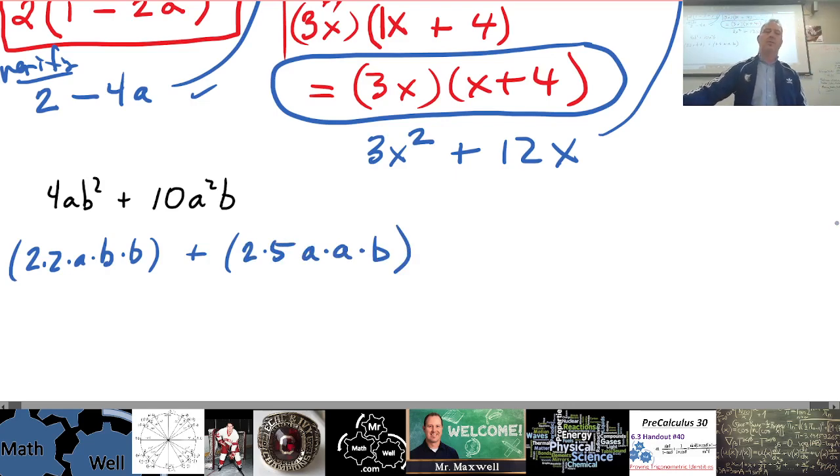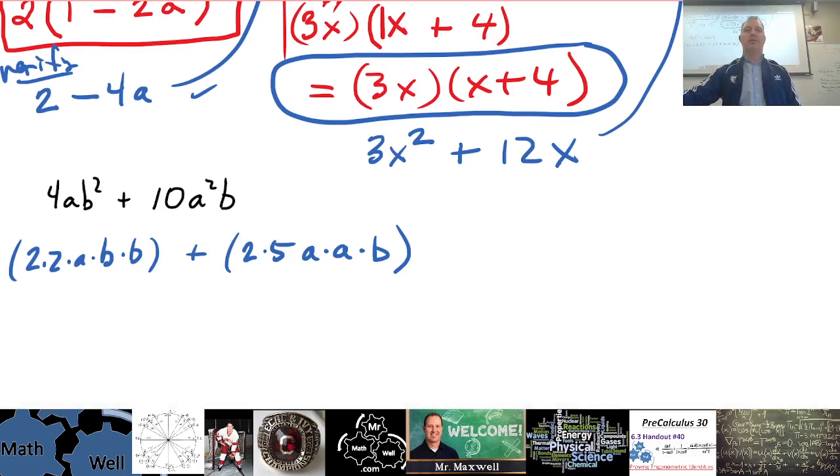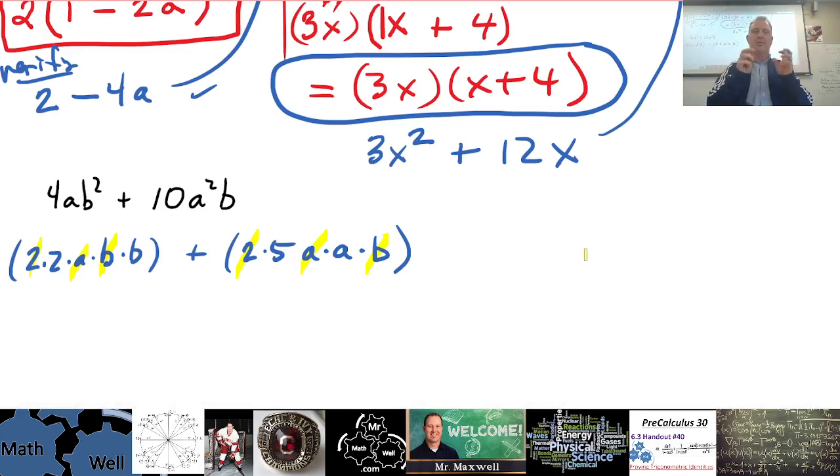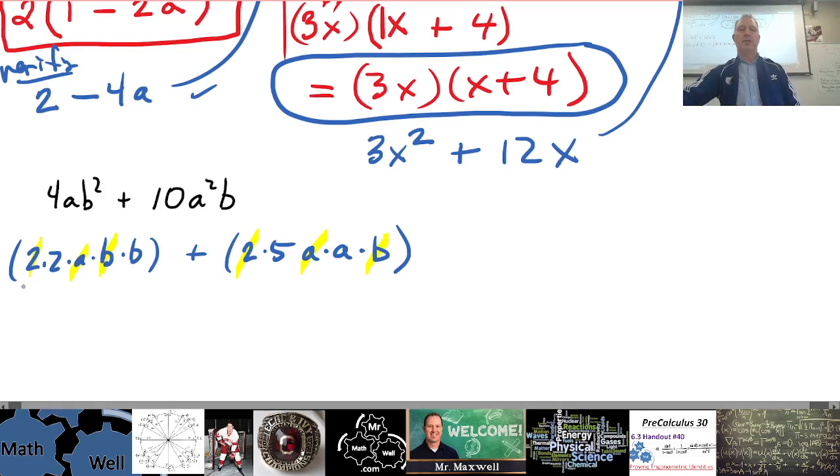So what common factors do we have here for both? Well, I have a 2 in both lists, I have an a in both lists, and I have a b in both lists. And that's the maximum number of letters and numbers as factors that I can pull out. So I realize that my greatest common factor is 2ab. You see that? That's common. So 2ab is my first factor.